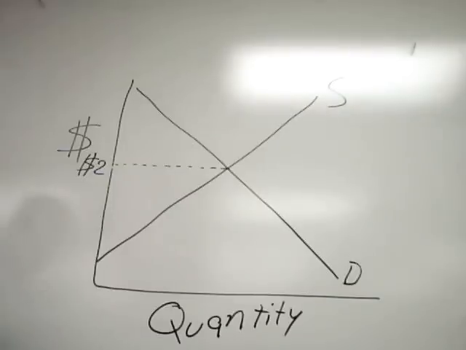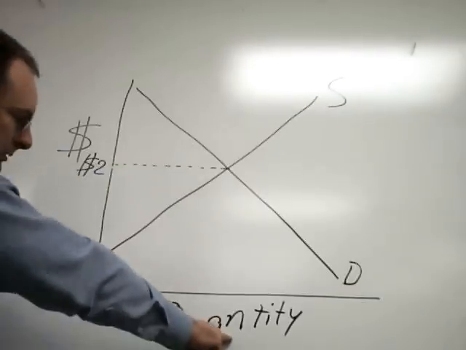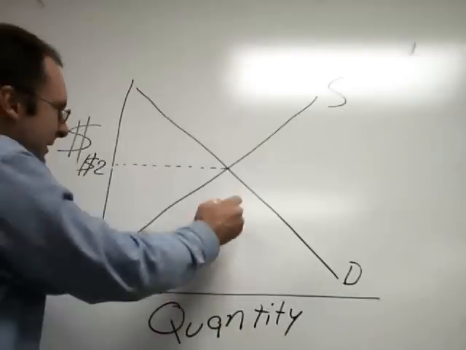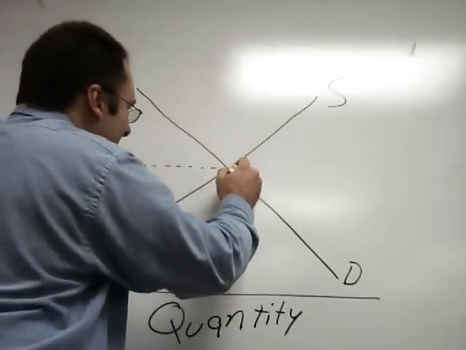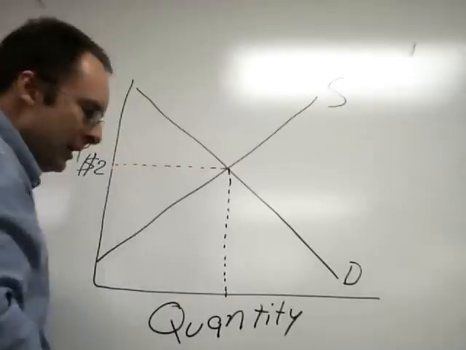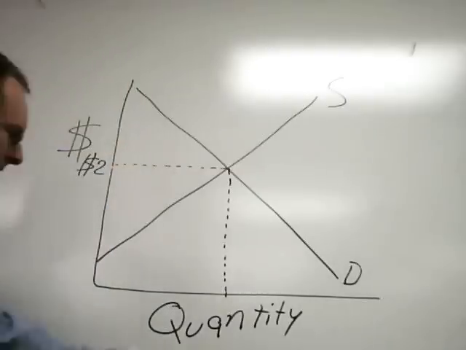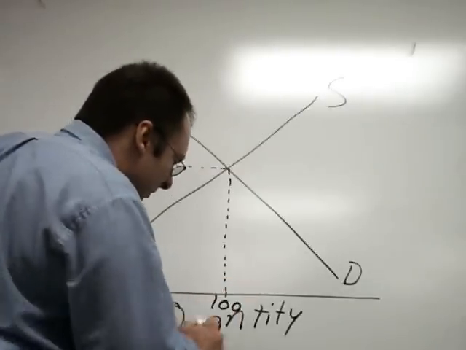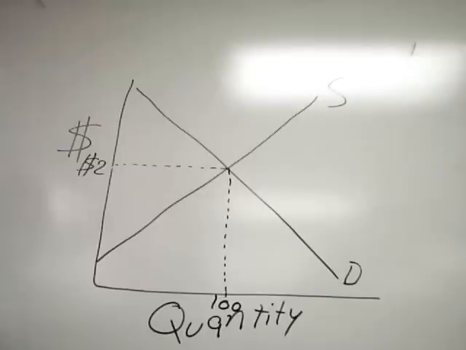And our equilibrium quantity, well, of course, that's going to be read here from the quantity axis. We find the point where the two lines cross, come straight down to the quantity axis, and I'll just say that that's 100. So our equilibrium quantity is 100. And that's how we determine, or the market determines, equilibrium price and quantity.